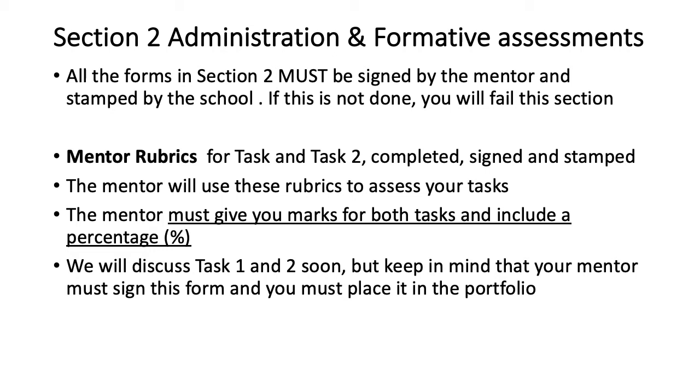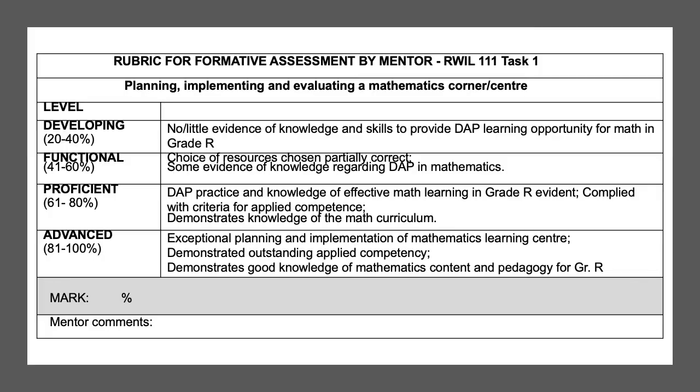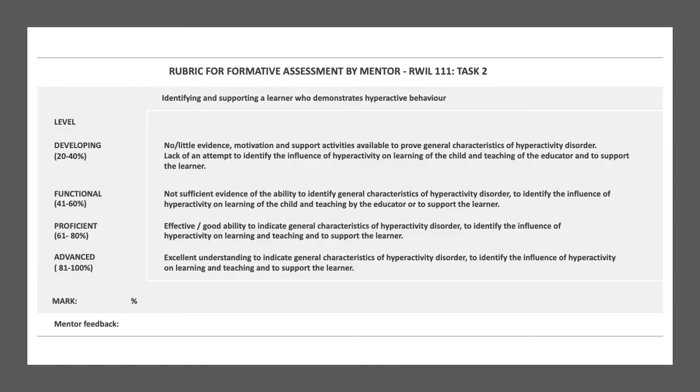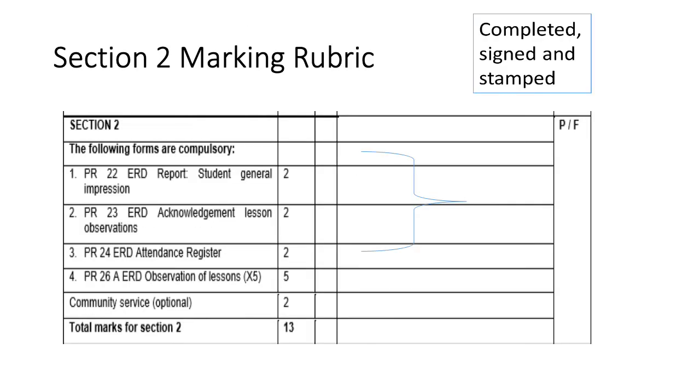We will also discuss task 1 and task 2 soon, but keep in mind that your mentor must sign this form and you must have the form in your portfolio. There's your rubric for the assessment of your mentor, and as you see there, there's the mark for the percentage. There's your rubric for the mentor when they look at the different levels, so there they will be able to get the percentages in order to assess you. Section 2, there's your marking rubric.